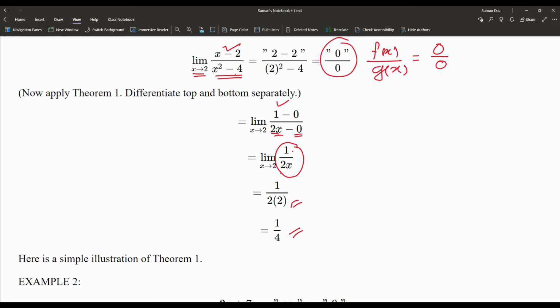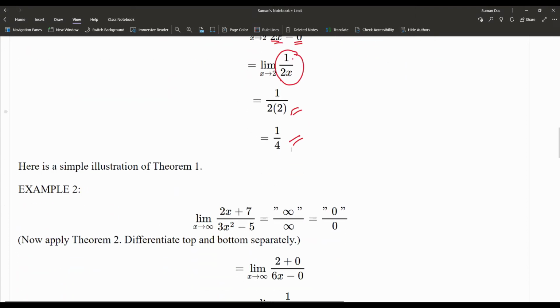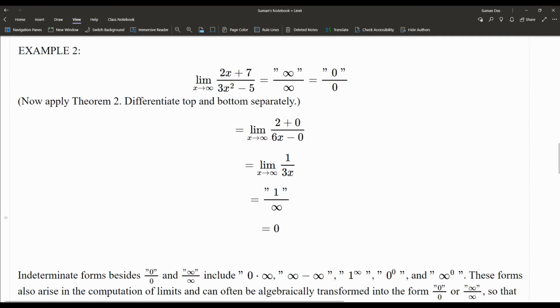So in that way we can find the limit using L'Hopital's rule for the first theorem, the 0 by 0 or 0 over 0 condition. Let's check the second problem. Here the limit as x approaches infinity, where f(x), the numerator, is 2x plus 7 and the denominator is 3x square minus 5.